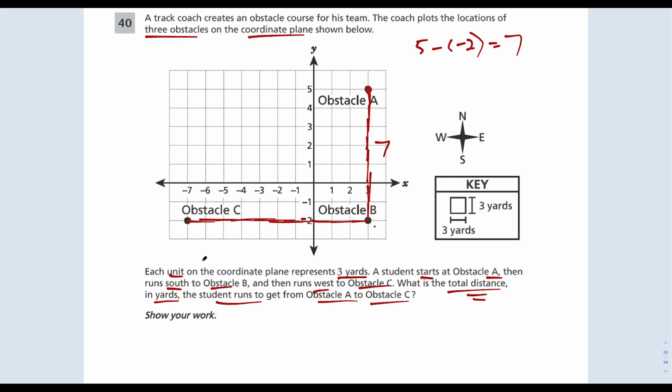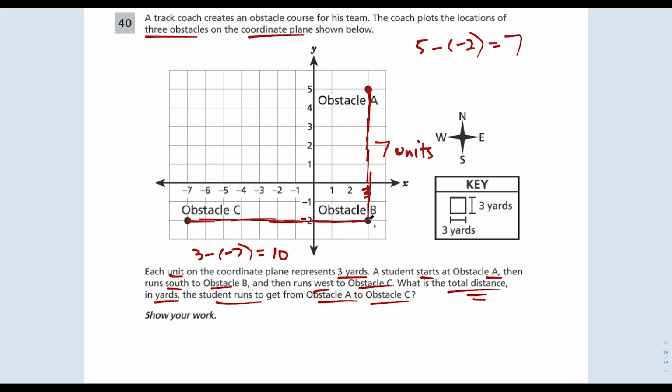Because remember, each unit on the coordinate plane is represented by the x and y axis. So they're going 7 units in this direction. And then how many units are they going left and right? Well, they're going from 3 over to -7. So if I did 3 minus -7, that would be equal to 10 because this would change to 3 plus 7, which would give me 10.